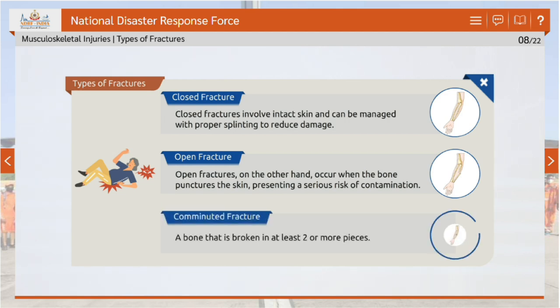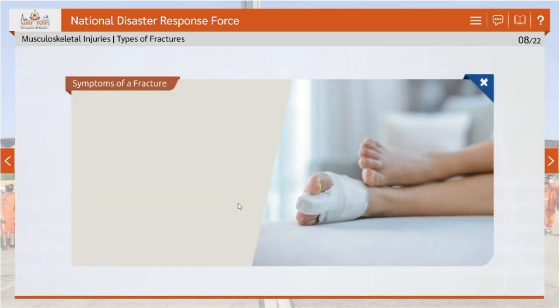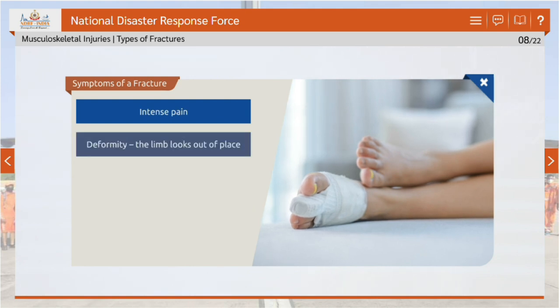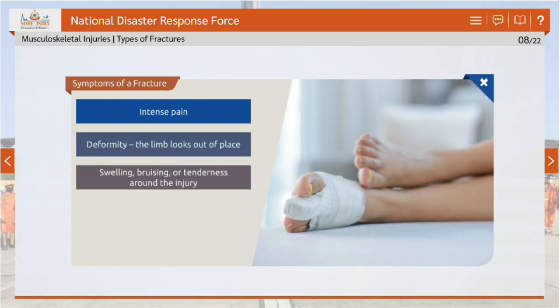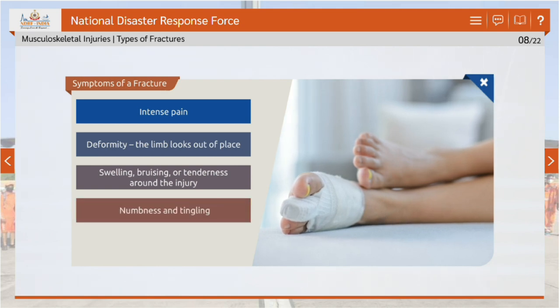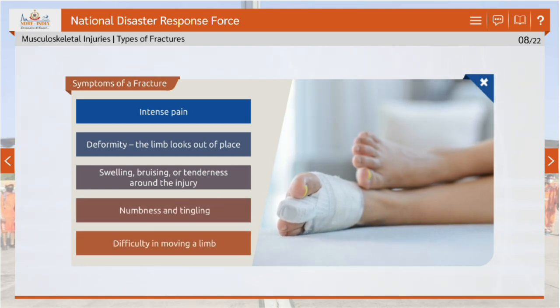In comminuted fracture, the bone is broken in at least two or more pieces. Symptoms of a fracture are intense pain, deformity, the limb looks out of place, swelling, bruising, or tenderness around the injury, numbness and tingling, and difficulty in moving a limb.